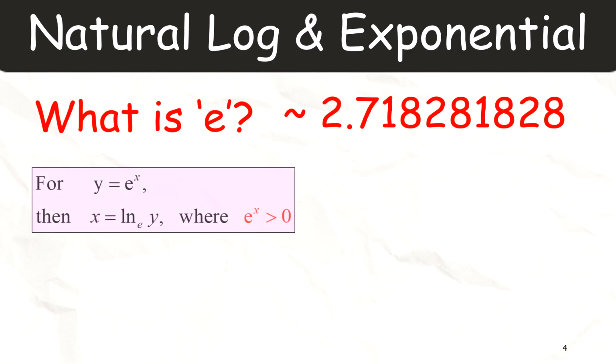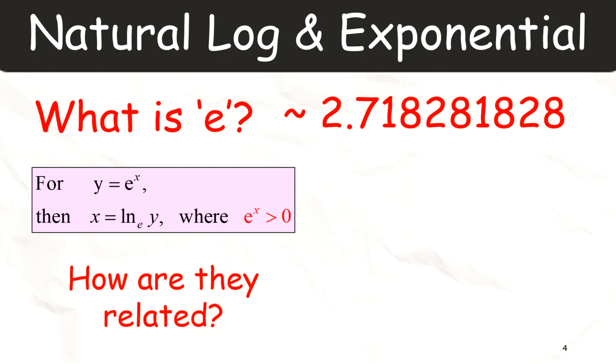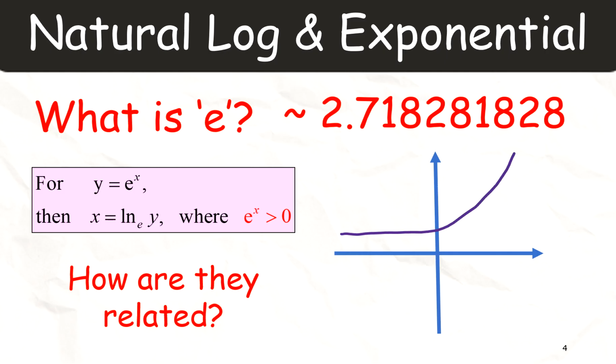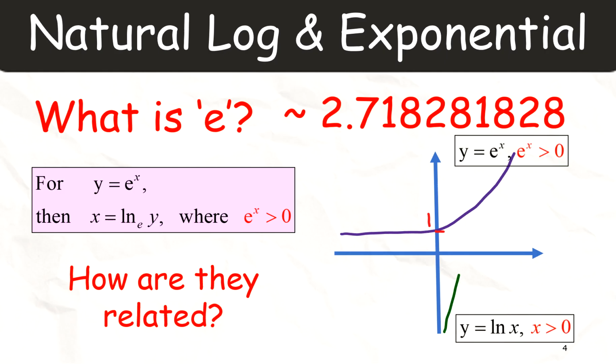So how are natural log and exponential function related? We take a look at the graph. We all know the exponential graph looks like this. It actually passes through a y-intercept of 1. Now, how about the ln graph? The ln graph is actually an inverse of the exponential function. So if we take a look at the ln graph, it will look like this. This ln graph is actually a reflection of the exponential graph in the line y equals x.